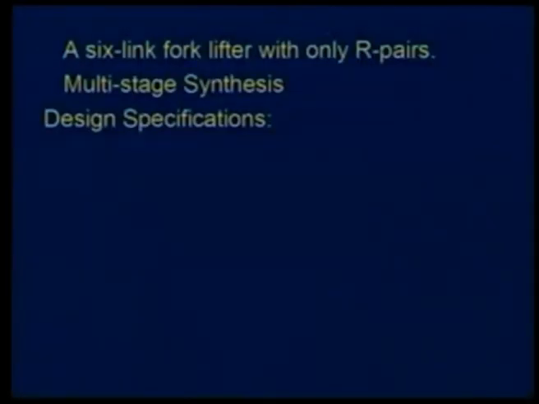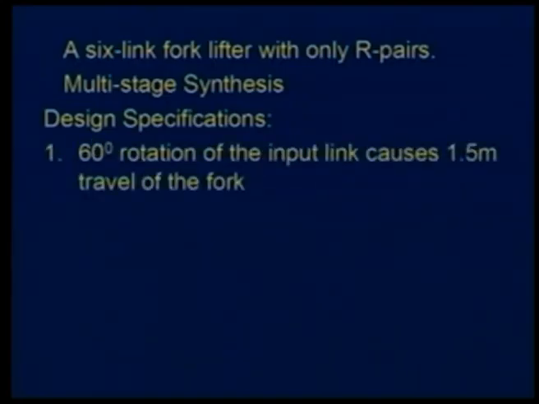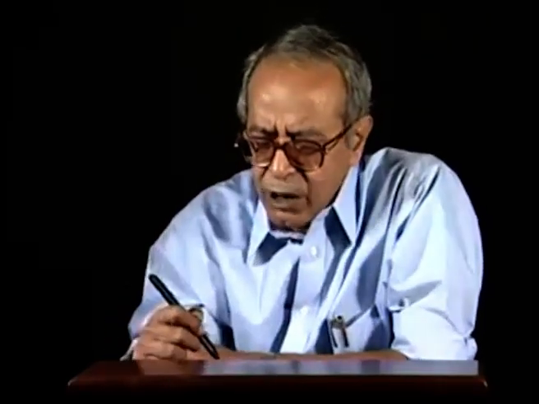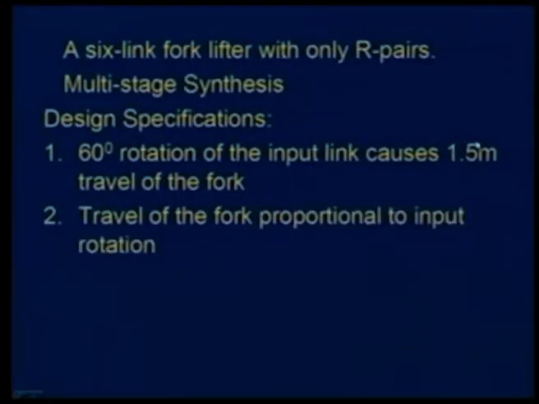The design specification, for example, in this particular mechanism, let us represent it with the following parameters. First is the 60-degree rotation of the input link should cause 1.5 meter vertical travel of the fork. That means as the input link crank rotates through 60 degrees, the fork should travel along a vertical line, almost along a vertical line, through a distance of 1.5 meter. Not only that, the travel of the fork should be proportional to the input rotation.